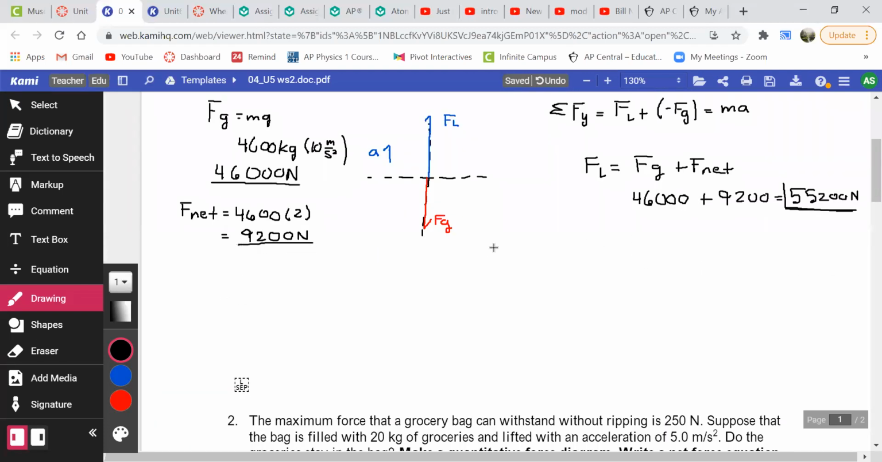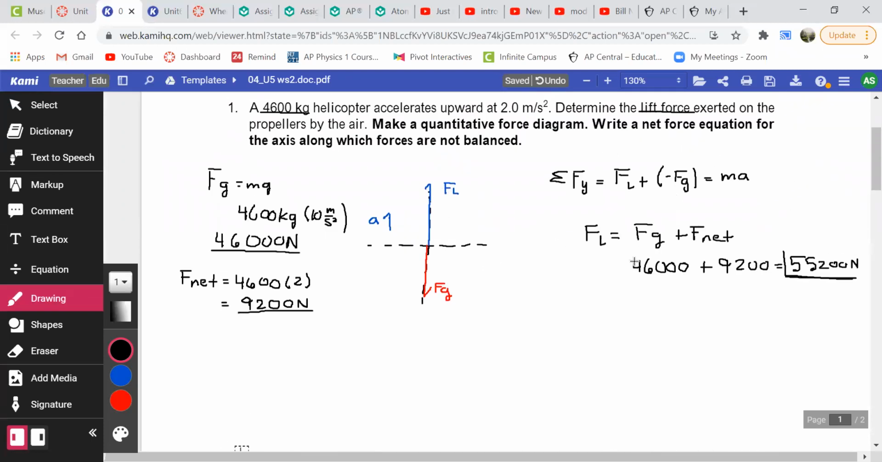So that is the answer to number 1. All right, so you couldn't say that these were congruent. And then the rest of it is math. So just reminding you, you did a qualitative free body diagram. You then did a qualitative sum of forces. You knew you needed to calculate ma and Fg in order to calculate the lift force.